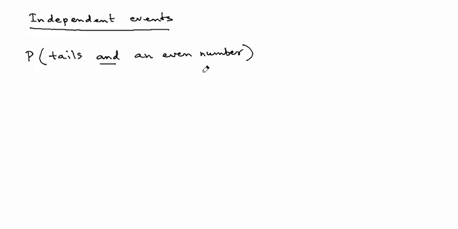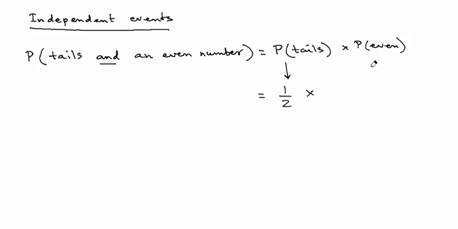Tails on the coin and an even number on the dice. Because the two are not related, we would simply multiply the two probabilities. So we are going to say this is equal to P(tails) multiplied with P(even). The probability of getting a tails is 1/2. So this is 1/2 times the probability of getting an even number, which is 1/2. So the probability of getting both a tails and an even number at the same time is going to be 1/4.